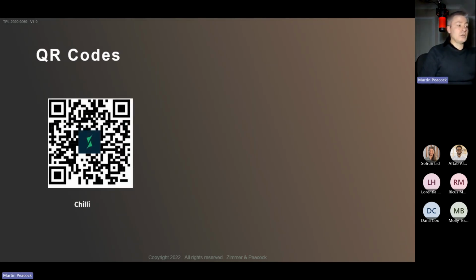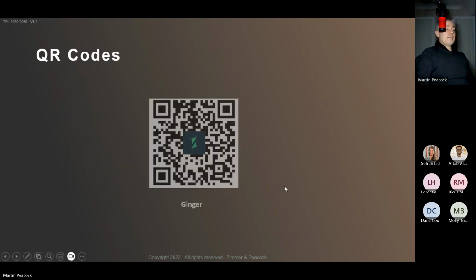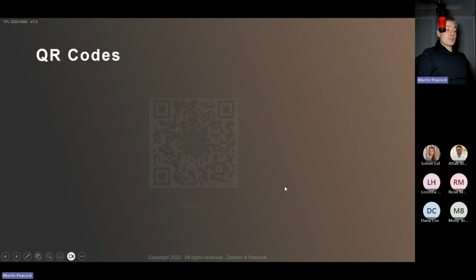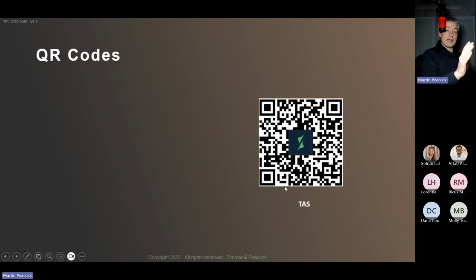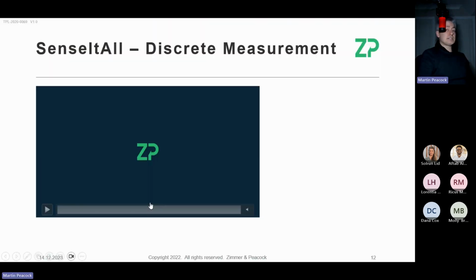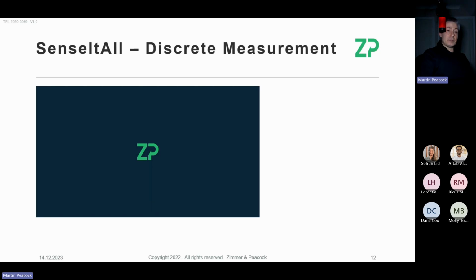So if I scan that QR code, it opens up the Chilli app. If I scan this one, it'll open up the ginger. And if I scan this one, it'll open the TAS. So it's quite nice that this one small unit can truly do multi-analyte. And as I say, we would be super interested to hear what other analytes or tests that people want to do as well.